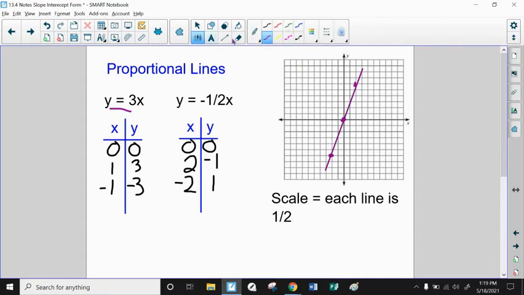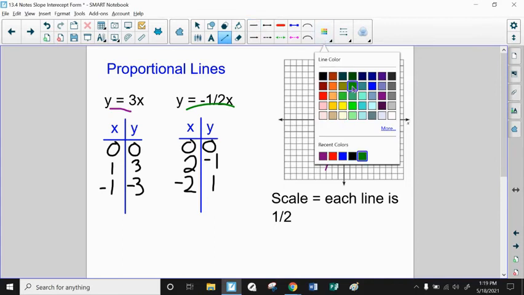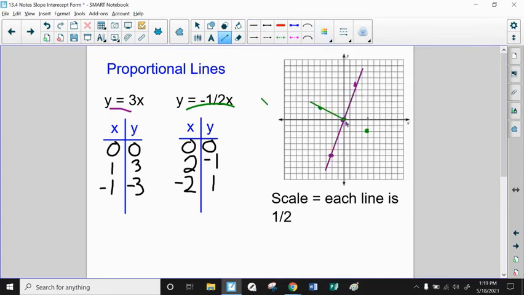So now I'm going to do my second line. I'm going to make this one green. Again, I start with my origin, 0, 0. And my first point is right 2, down 1. My second point is to the left 2 and up positive 1. I'm going to draw a line connecting those points, again changing the color so that I have 2 distinct lines.